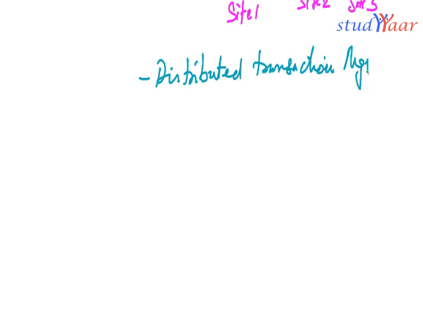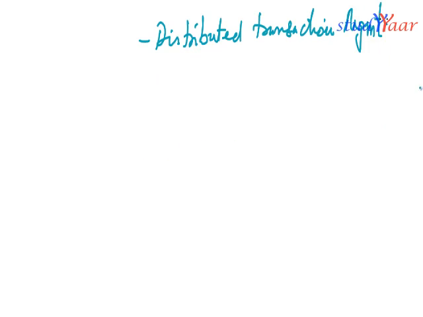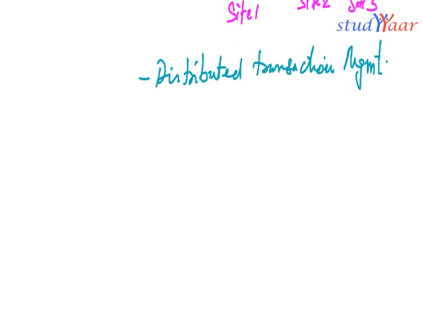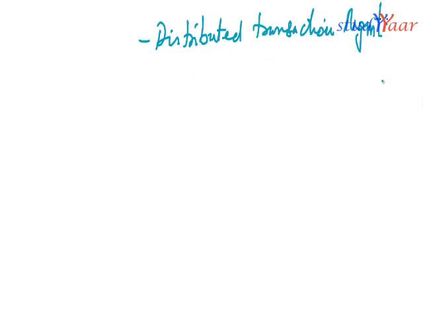Next function is distributed transaction management. Again, you have to make your transaction such that it can be executed at different locations simultaneously. You have to make the synchronization between different threads or different sub-transactions which are being executed at different locations, right? Next is replicated data management.